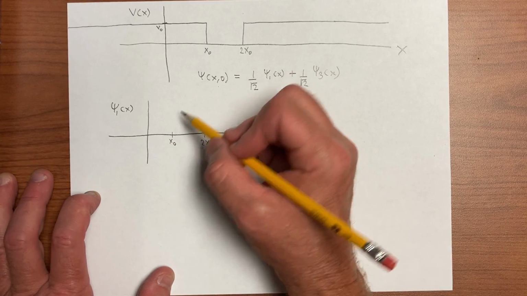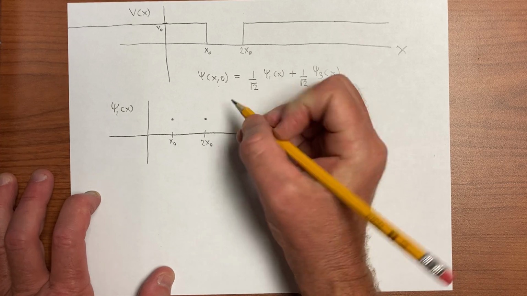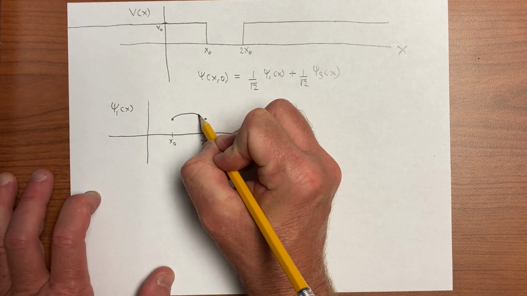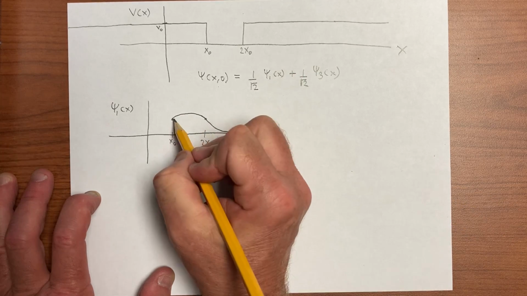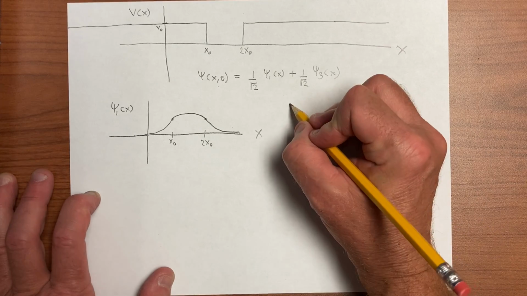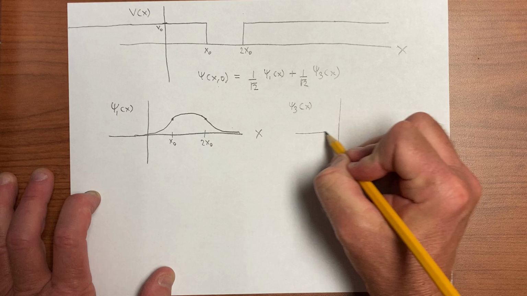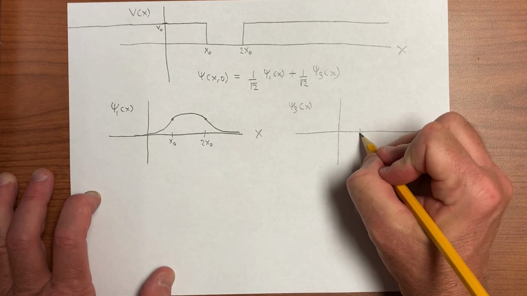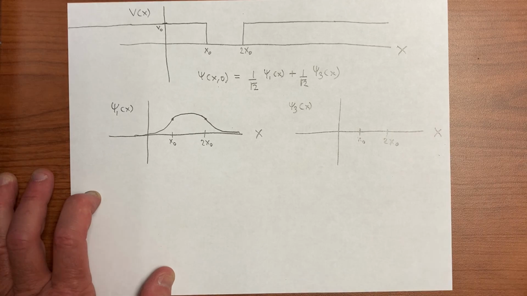Well, if we choose the positive one, then we have to respect the symmetry. So same height here and here, bending toward the x-axis, something like that. And then we're going to come down with exponential decay, trying to make it symmetric. Psi 3 of x, what does that look like? X naught and 2x naught.